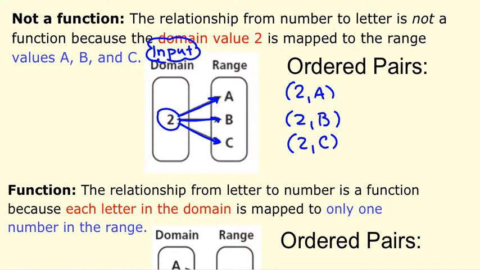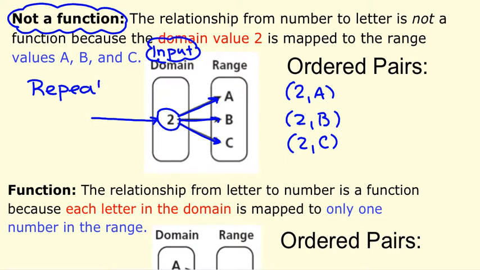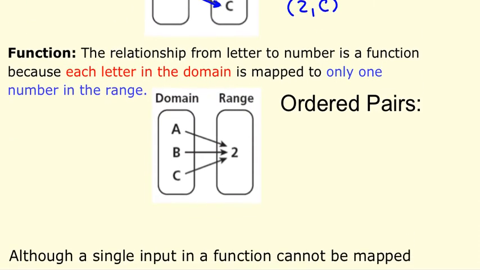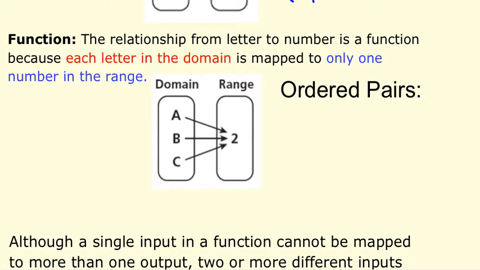This does not represent a function because there's a repeat in the domain. You cannot have a repeat. A repeat in the domain means you do not have a function. It's still considered a relationship, but it's not a function. All right, the second example of this mapping is a function.